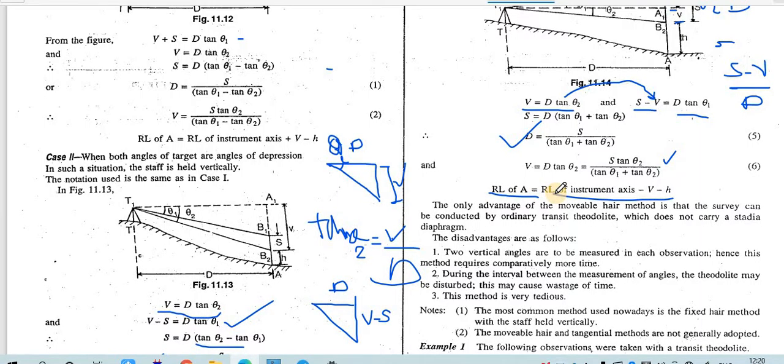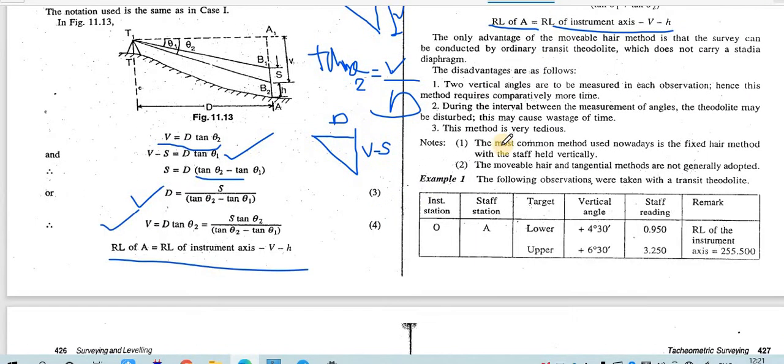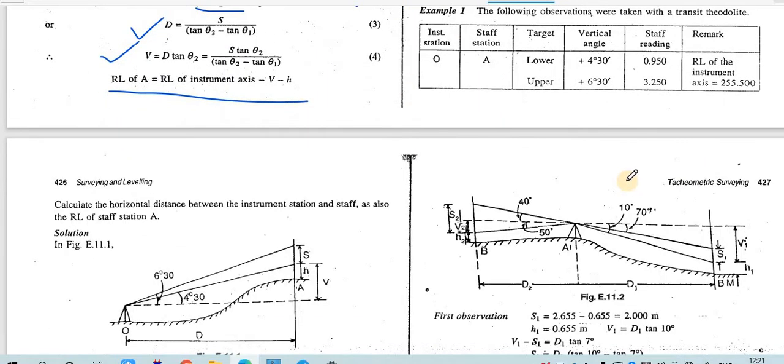Okay, so in this way you can calculate, by using simple trigonometric formulas, your horizontal distance as well as vertical distance. Okay, so you don't need to remember all these formulas because depending upon your condition, you can derive the formula for your vertical distance and your horizontal distance. Okay, so we will do some numericals related to this.